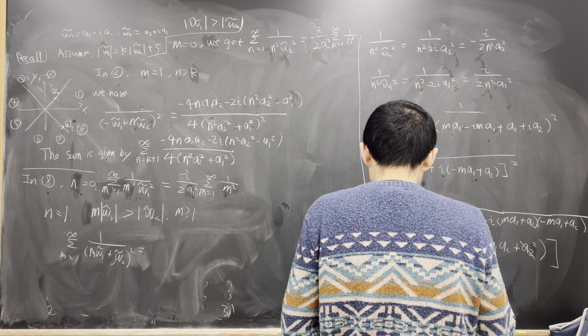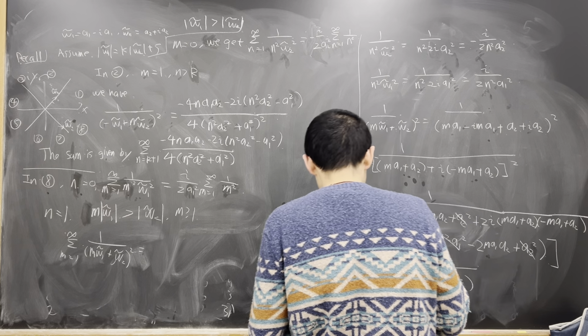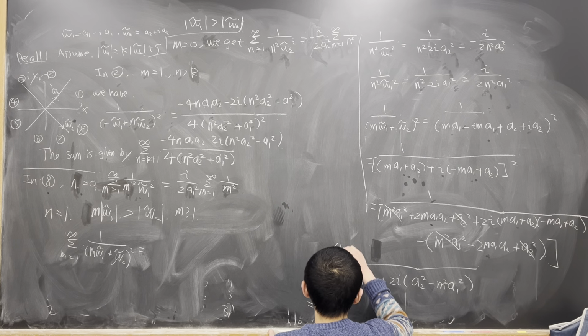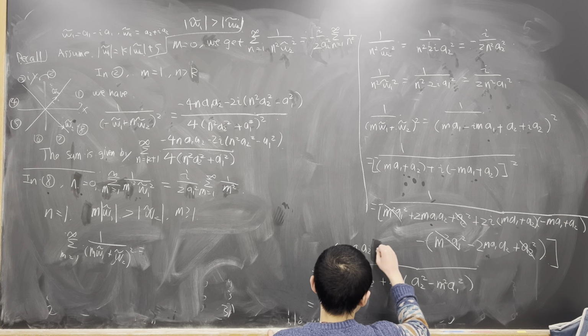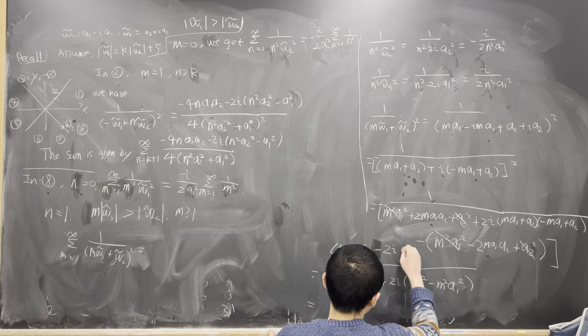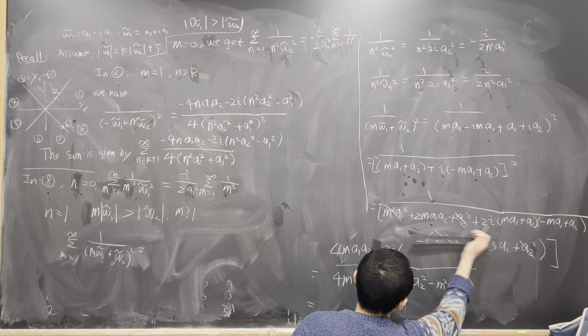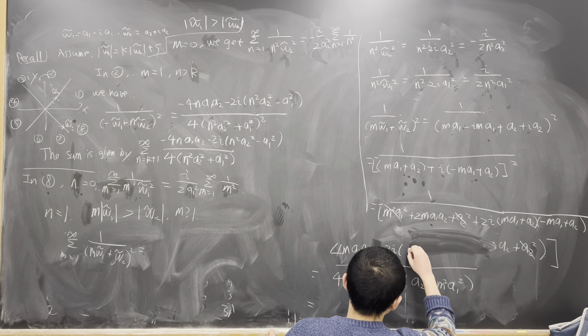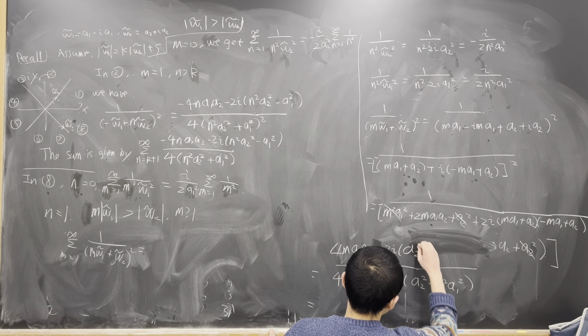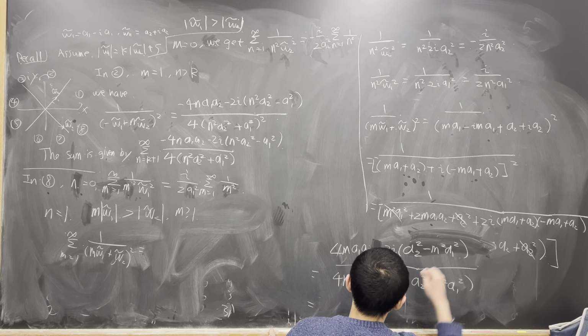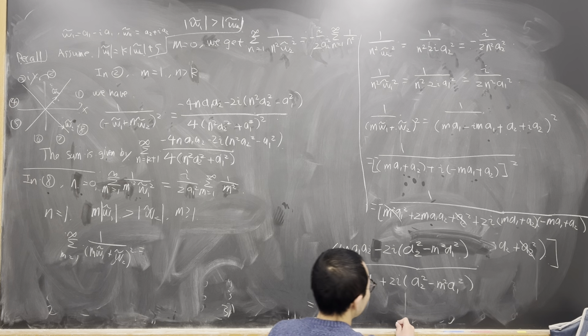So 4m minus 2i. So this is already done. Okay. a2 squared minus m squared a1 squared. Okay. So same thing.